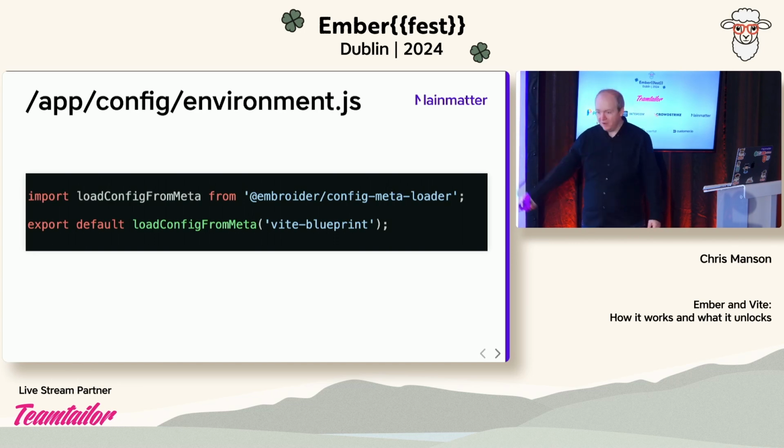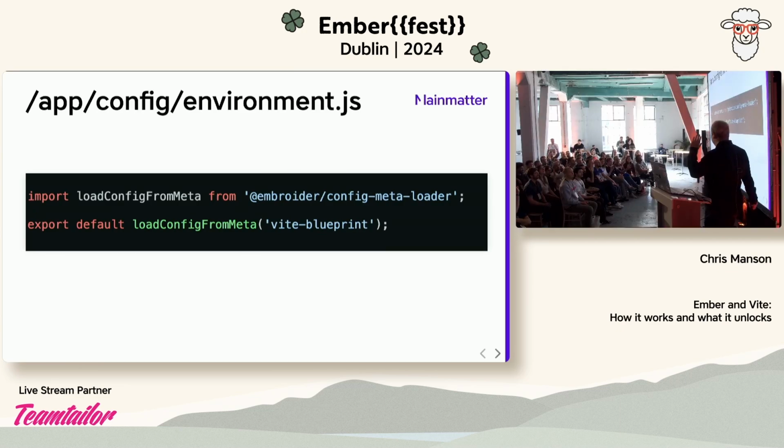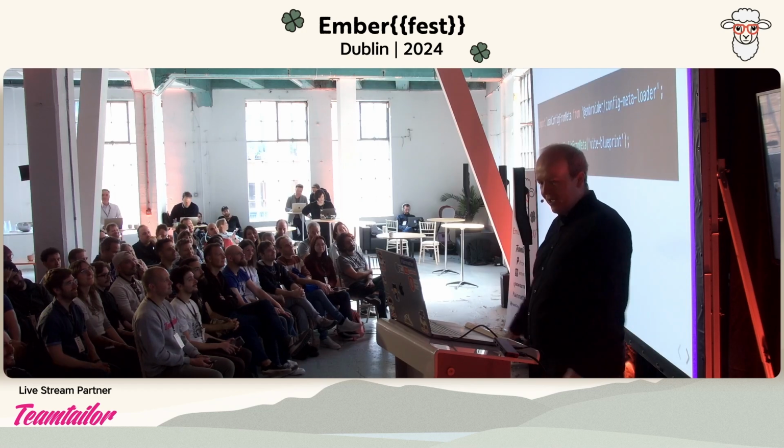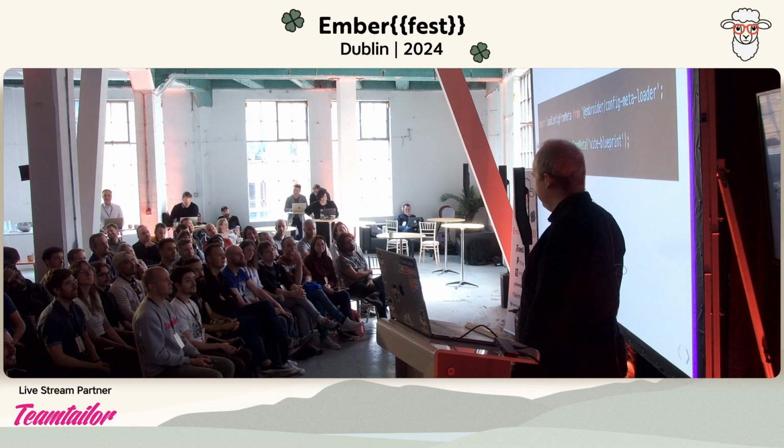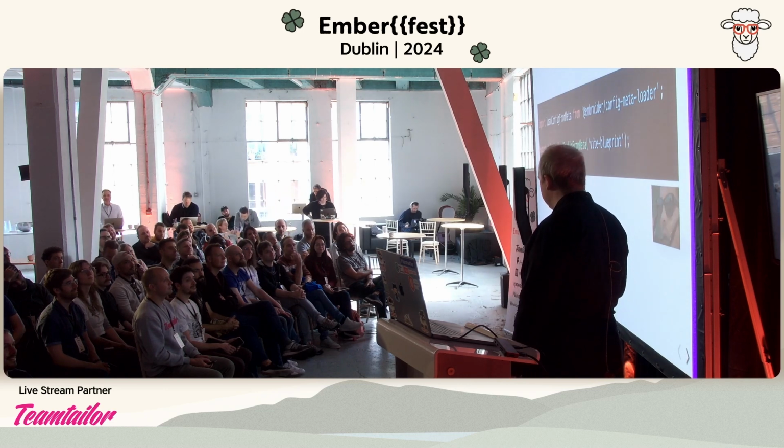This is a brand new file in the blueprint, app config environment. So, hands up who has ever imported from your app name /config/environment in your Ember app. I expect 100% of the hands to go up. Who knew that file, that module, never existed?